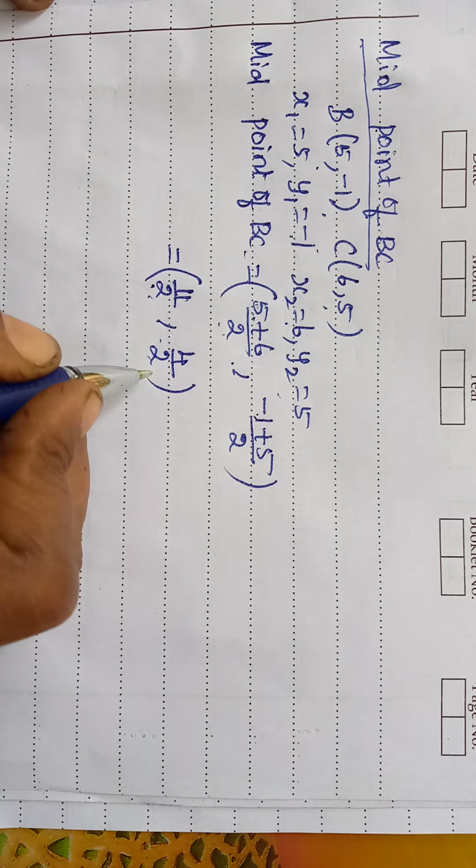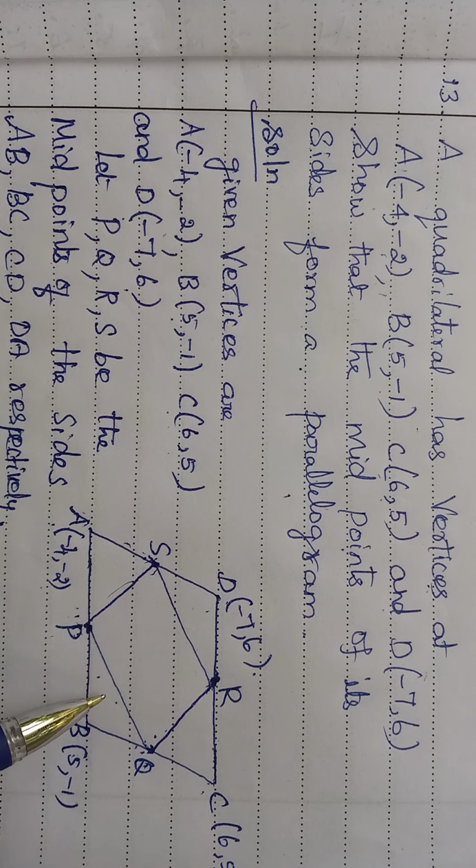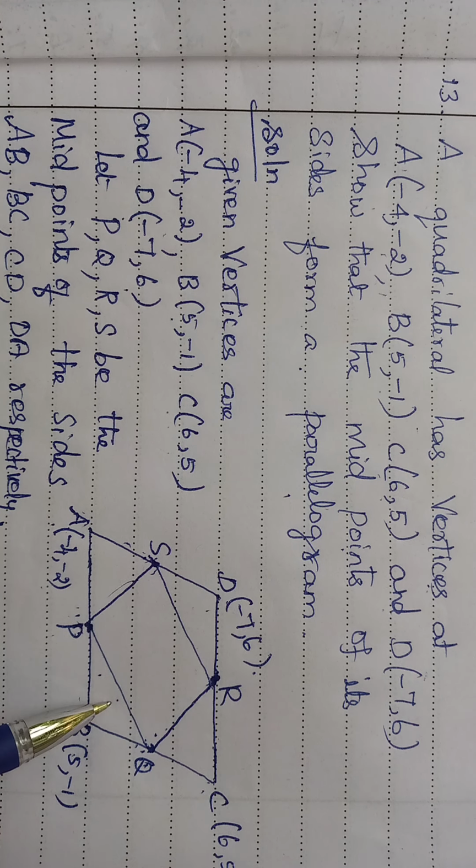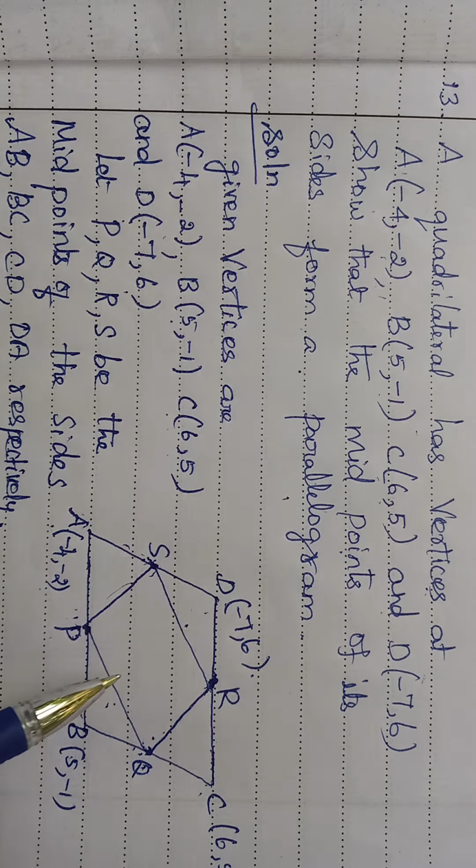Easily we can say using the concept of slope. We know that in a parallelogram opposite sides are parallel. So here in PQRS, the opposite sides are PQ opposite to RS. So we have to find the slope of PQ and the slope of RS, and check whether the slopes are equal or not. If the slopes are equal, we can say PQ is parallel to RS.